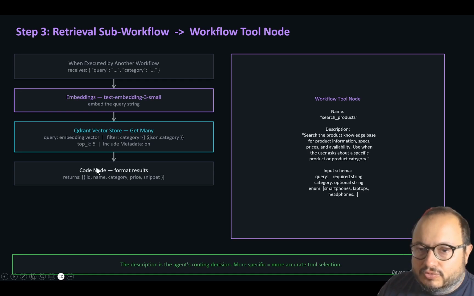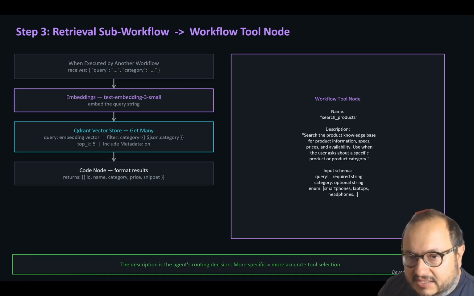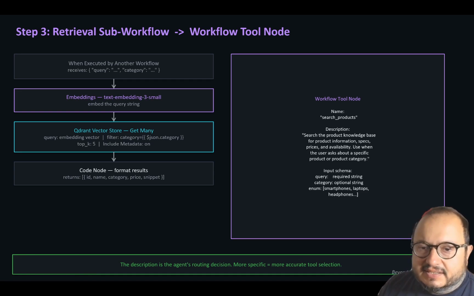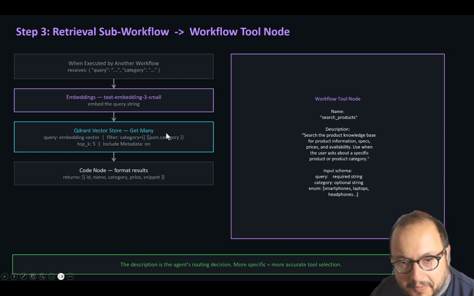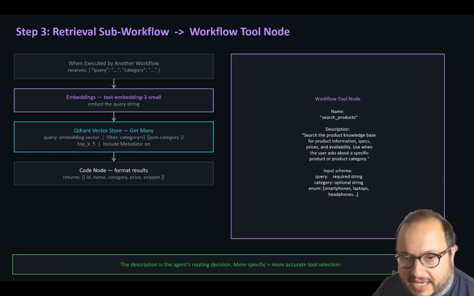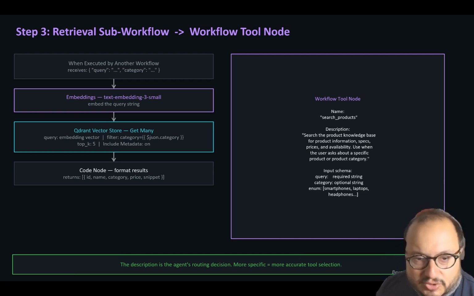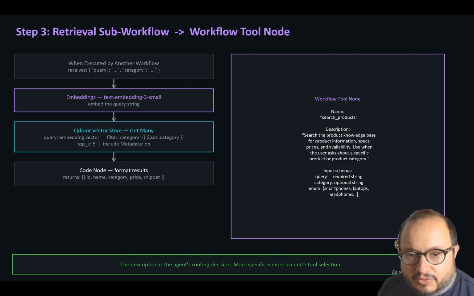Add a workflow tool node. Set it to call the search products sub-workflow. Fill in the name: search products, an exact match to the sub-workflow name. The description is the routing signal the agent uses, like: search the product knowledge base for product information, specs, prices, and availability. Use when the user asks about a specific product or product category.